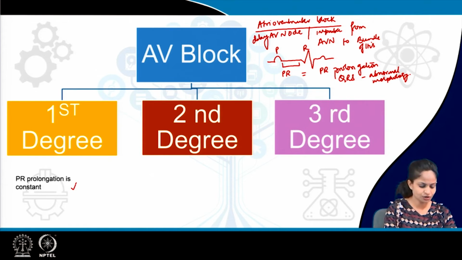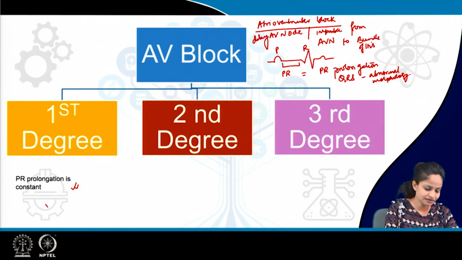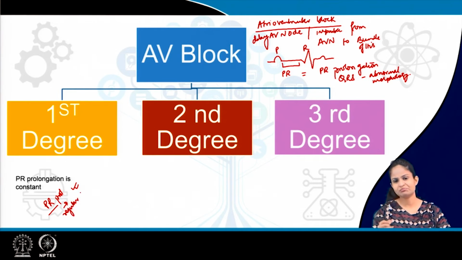In the first degree AV block, the PR prolongation is constant, the same which we had seen in case of the first degree sinoatrial block, which is difficult to trace in the ECG. But this is not usually difficult to trace in the ECG in AV block, because usually the PR prolongation is regular. In every beat you will get PR prolongation, the PR interval is prolonged in every beat.